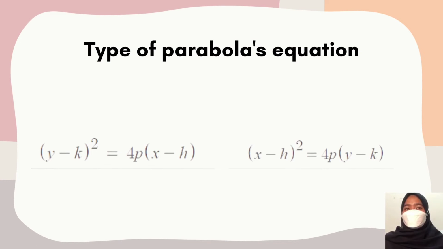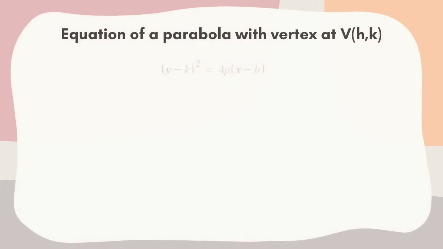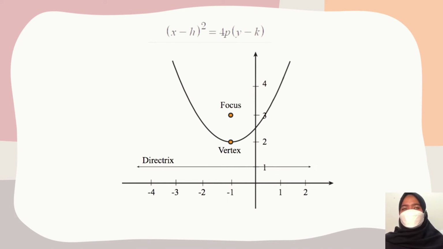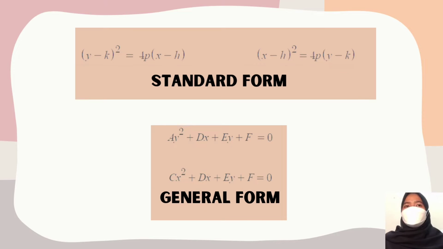A parabola equation has two types. The first is (y minus k) squared equals 4p(x minus h), where if p is more than 0, the graph opens to the right. Meanwhile, the second equation is (x minus h) squared equals 4p(y minus k). So you must remember there are two forms of parabola equation: the first is the standard form and the second one is the general form.